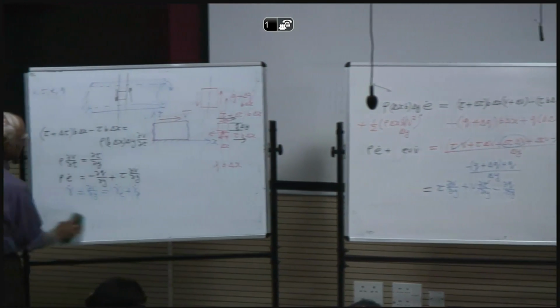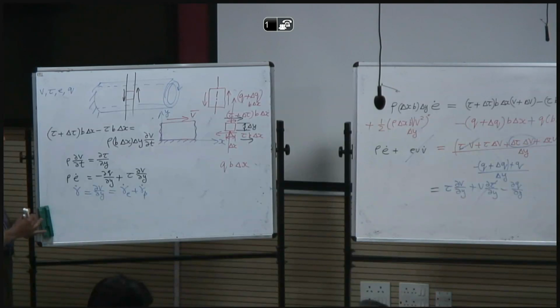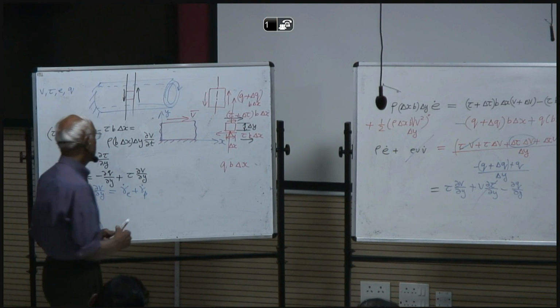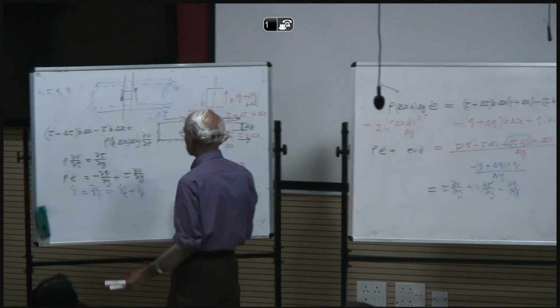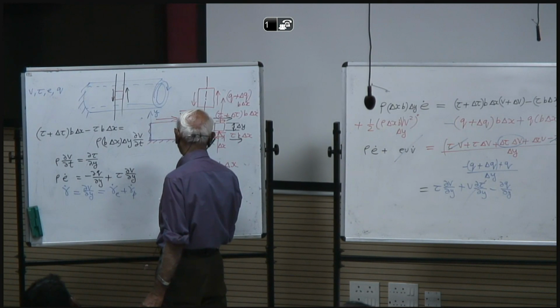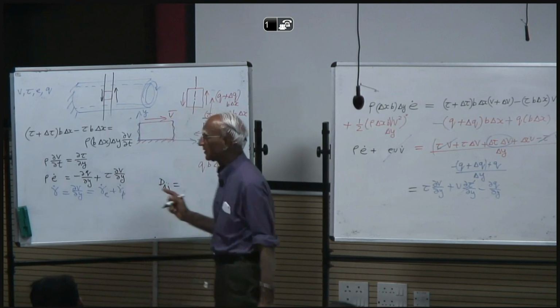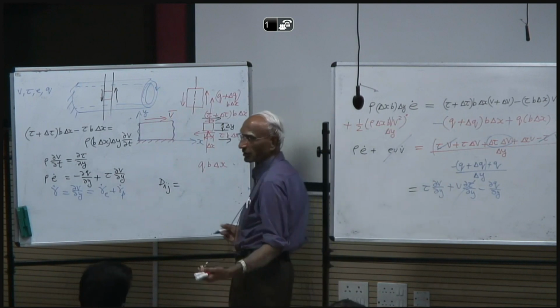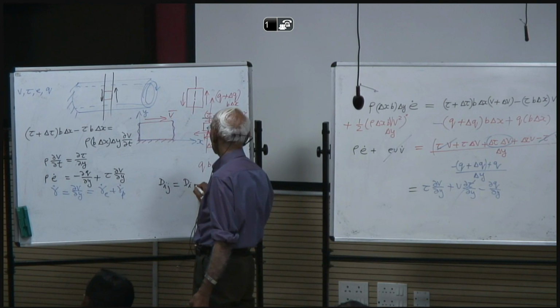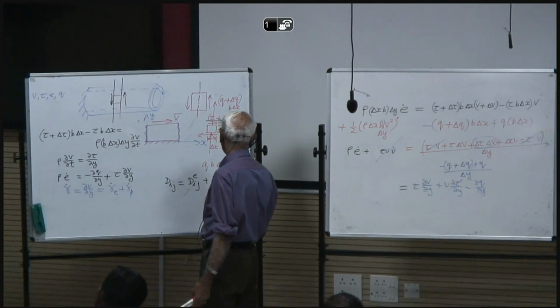But in the work of my group, we have been using this. If it is a three-dimensional problem, then we will write Dij, which is the strain rate tensor we introduced before lunch, equals Dij elastic plus Dij plastic.